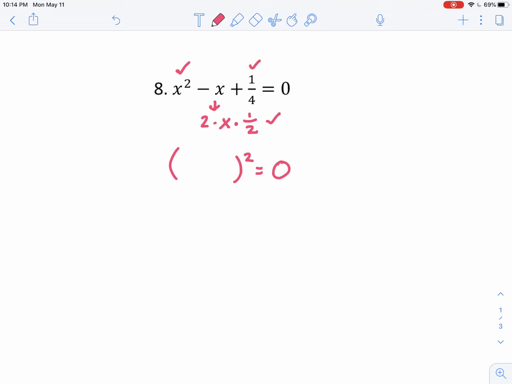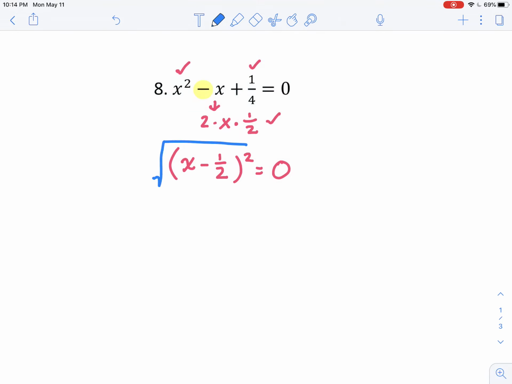So we have our perfect square trinomial. We make one big parenthesis that gets squared. Inside, we put the square root of the first term, x, the sign from the middle term, minus, and the square root of the last term, 1/2.